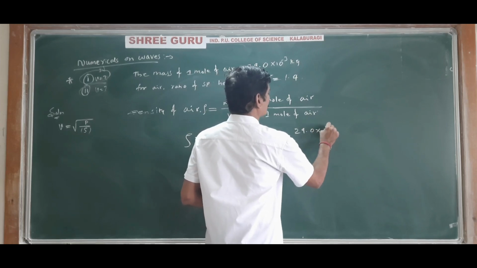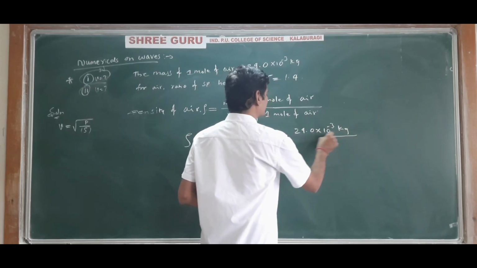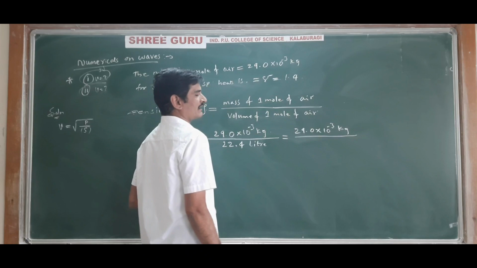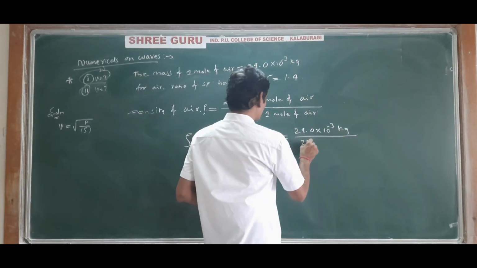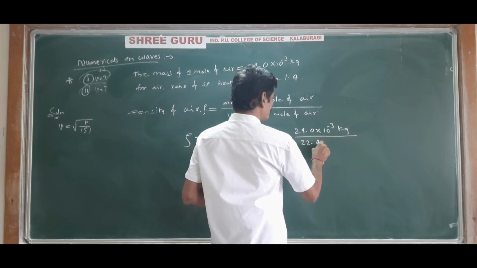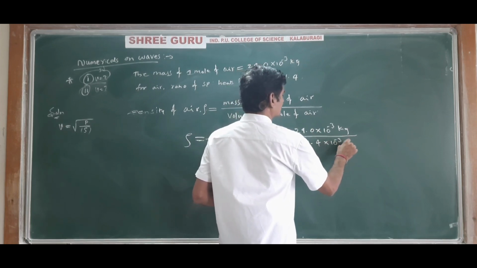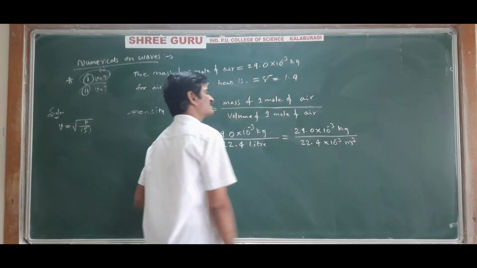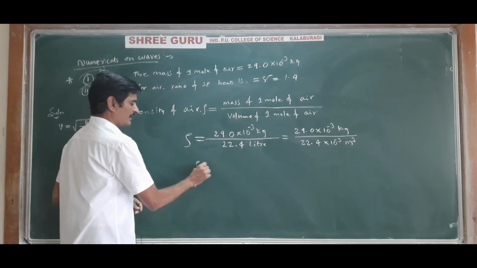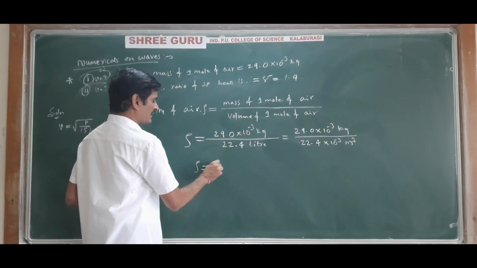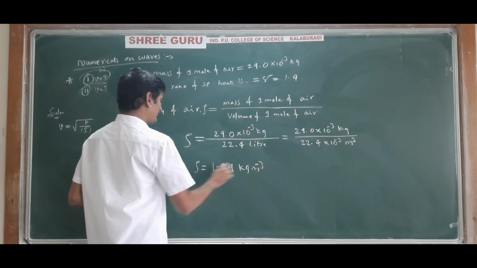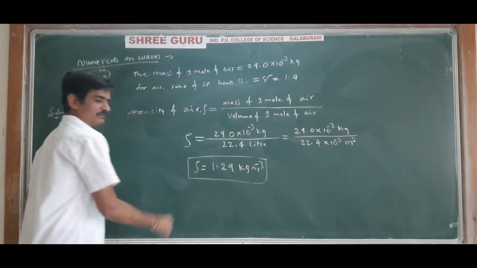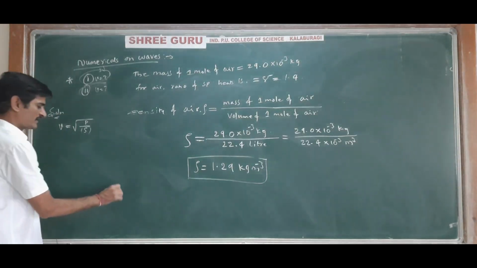29.0 into 10 to the power minus 3 kg as it is. And this is in liter. So 1 liter is equal to 10 to the power minus 3 meter cube, so we get 22.4 into 10 to the power minus 3 meter cube. Now in kg per meter cube we will get the density. On calculation you will get 1.29 kg per meter cube. This is the density of the air that we have calculated.